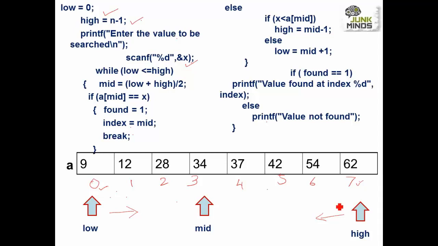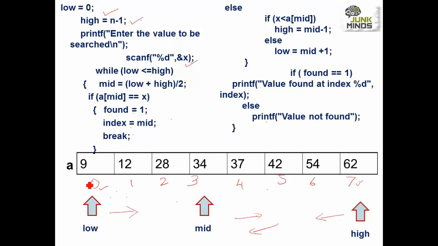At any given point of time, if low and high cross each other, in that case, the value of low becomes greater than high. That means you finished evaluating the entire sequence. That is why my condition is while low is less than equal to high, till I have not exhausted the entire sequence. What do I do? I calculate mid as (low plus high) div 2.